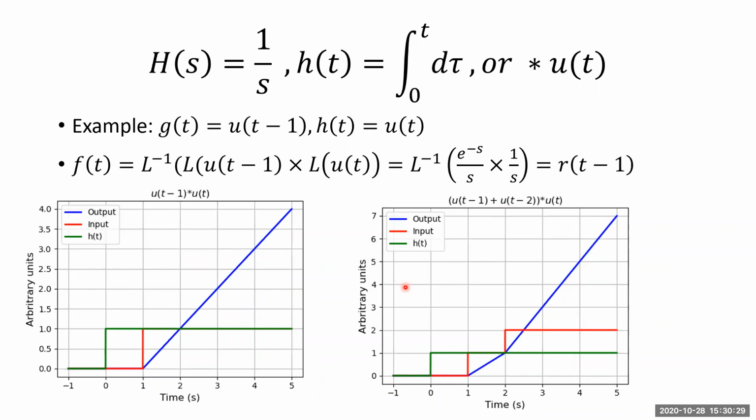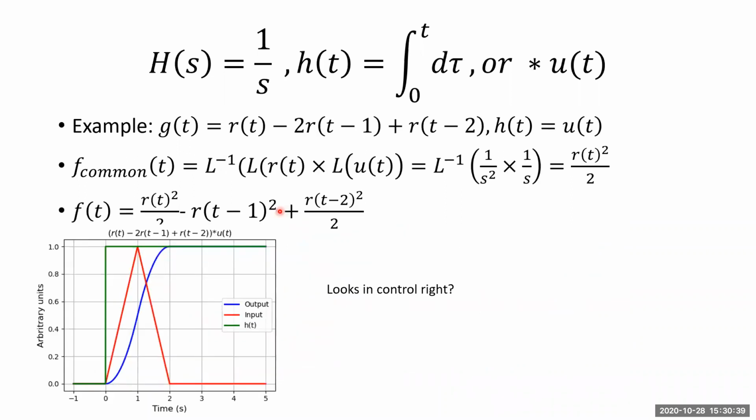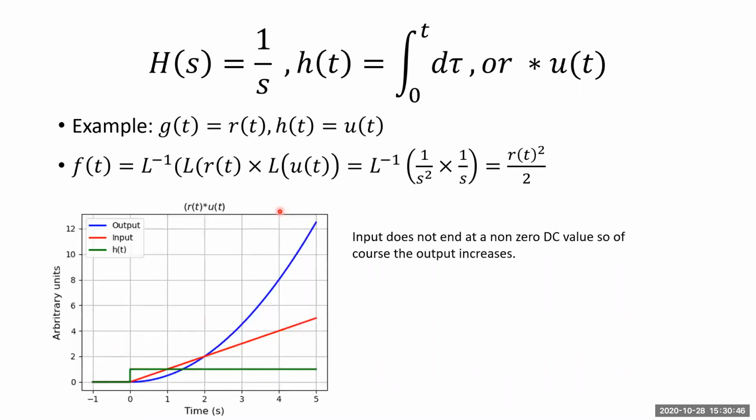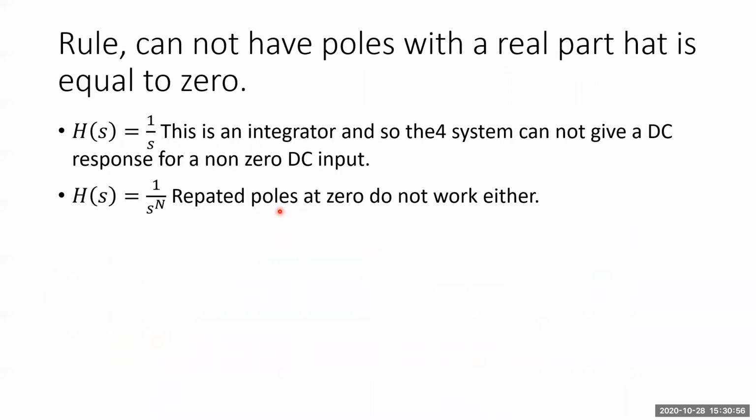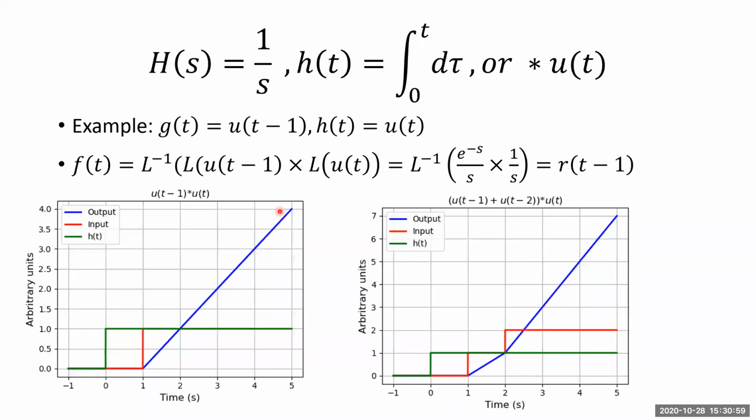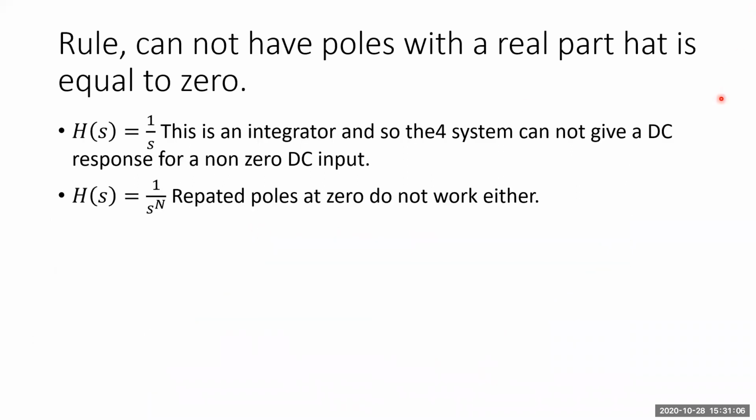Because that step response is causing an output to keep increasing, even though you can kind of make it look like something is controlled by carefully choosing your inputs. Basically, if there's an input that makes that output increase, then it's not a control. Well, I'll take that back. The thing is start and end at some non-zero value. So really the rule is you cannot have poles with a real part that are equal to 0.